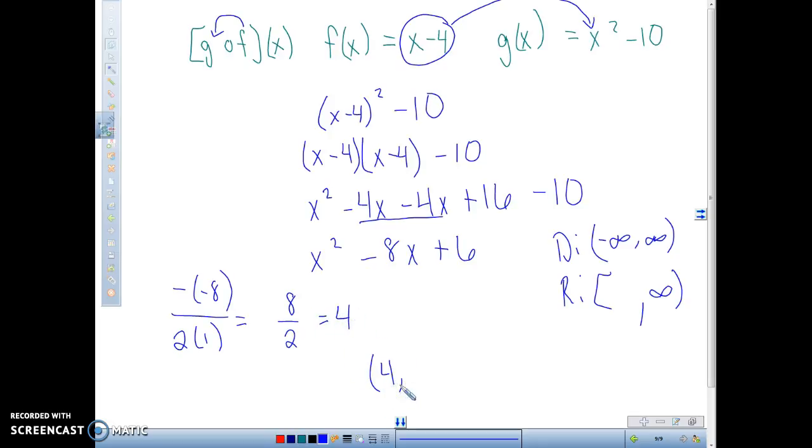So now we need to plug that in. So grab your calculator and plug that in. So you have 4 squared minus 8 times 4 plus 6. And you get an answer of negative 10. So our range is from negative 10 to positive infinity.